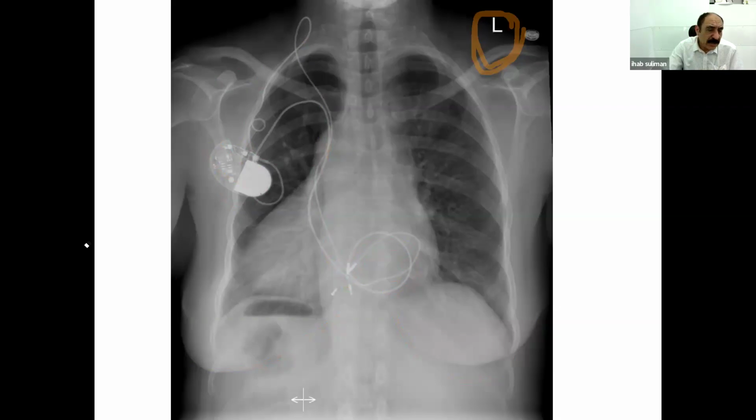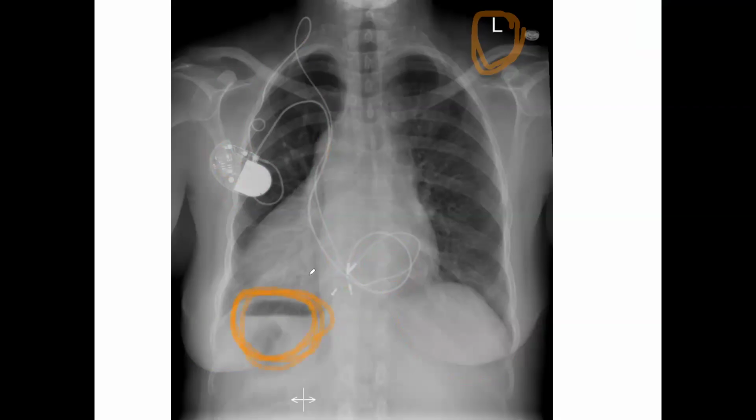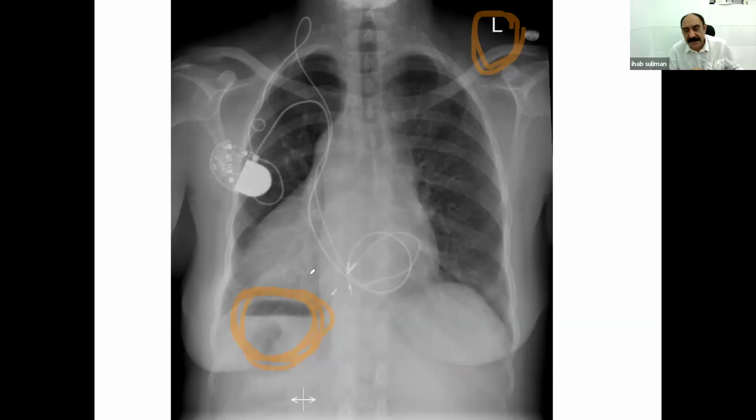And importantly, what is this? So I would like somebody to comment on this circle. What is this? I think that is the bubble of the gas in the stomach. Excellent. So that is the bubble of the gastric fundus. Excellent. Thank you, sir. So that is well done here.